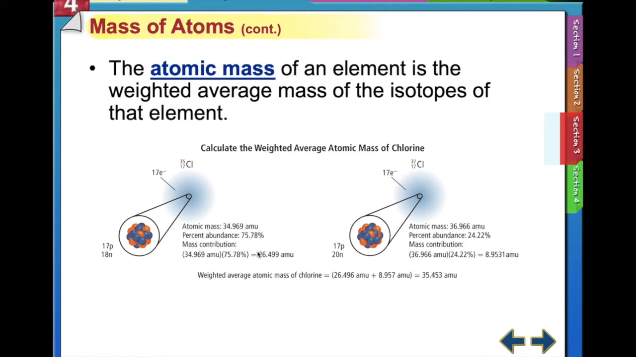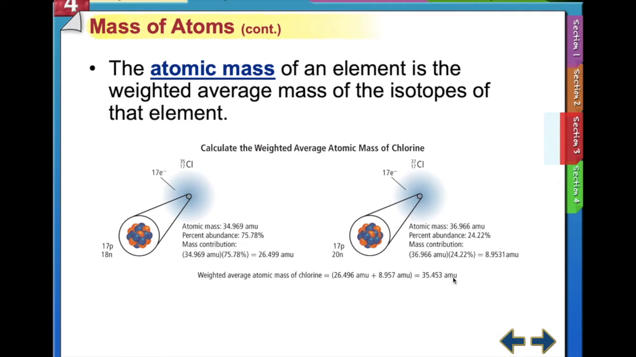So the way we're going to figure this out is the mass contribution. That's what this part is called. You're going to take the atomic mass times the percent abundance. You're going to get a number. And then you're going to add it to the other isotope's number. So again, same information, atomic mass here, percent abundance, mass contribution. Take the mass times the percent equals a number, and you add those up. So that is how they find the total weighted average of the mass of chlorine.